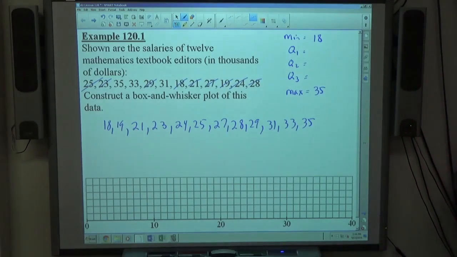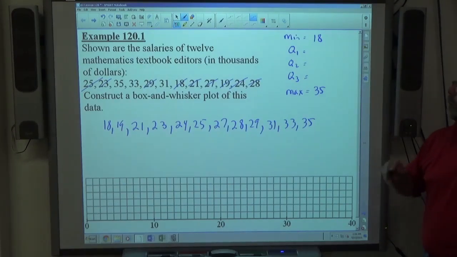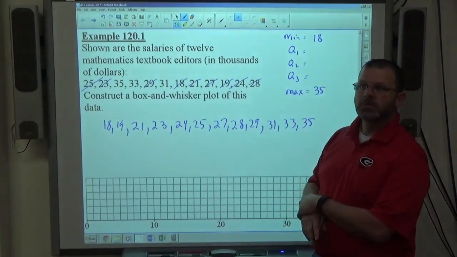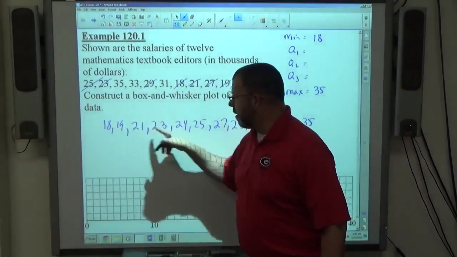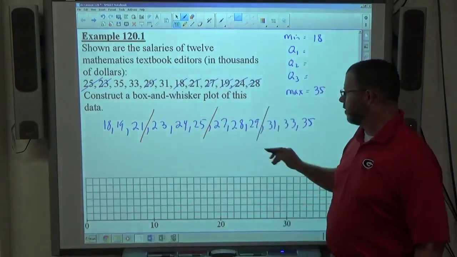For the sake of the box and whisker plots we're going to be dealing with a number of data points that divides evenly by 4. I wouldn't give you one that doesn't divide evenly by 4 right now because those are a little bit more complicated, but for right now, expect to divide it by 4. So, how many salaries are there? 12. And 12 divided by 4 is? 3. So if I chop this off into groups of 3, first 3, next 3, next 3.